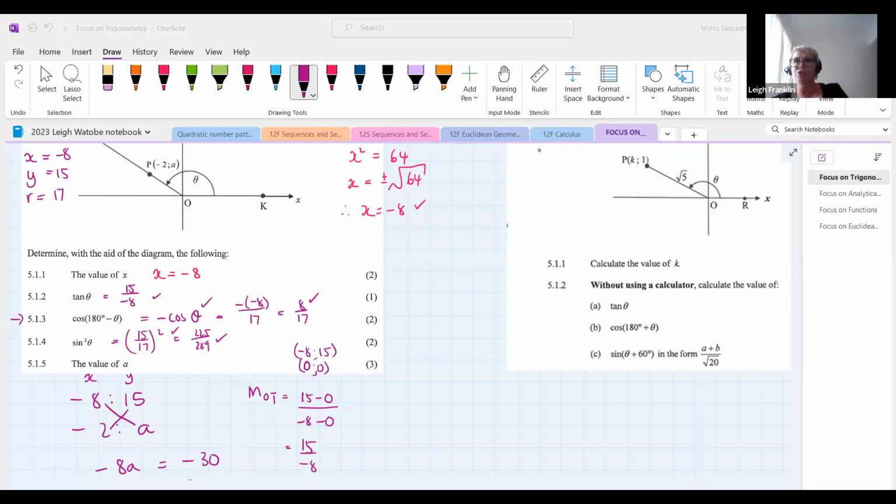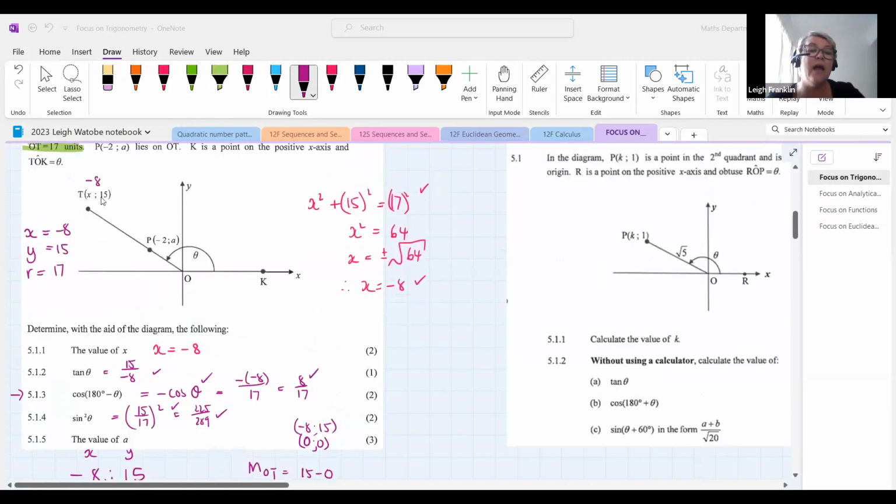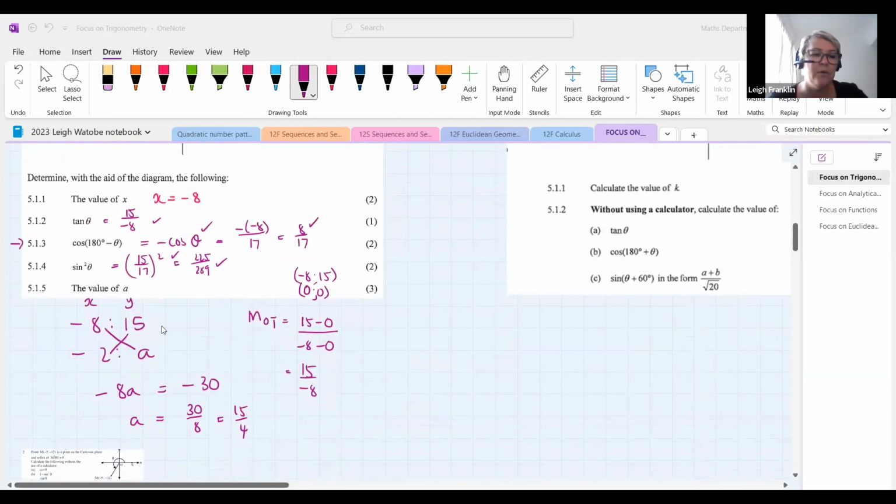Okay, so Cassandra, do you remember direct proportion from grade 9? If things were proportional to one another. So this is exactly the same thing. If minus 8 is to 15, then negative 2 is to a. It's a directly proportional relationship, because they lie along the same straight line. That's why, in order to solve when things are directly proportional, you were allowed to cross multiply.